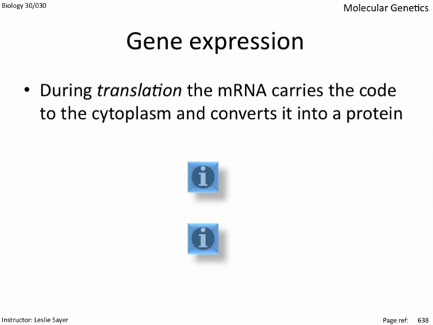Ribosomes, structures in two subunits made from ribosomal RNA or rRNA and protein, attach to the RNA. As the mRNA feeds between the subunits, another RNA structure called transfer RNA or tRNA carries amino acids floating around in the cytoplasm to the mRNA ribosome complex.